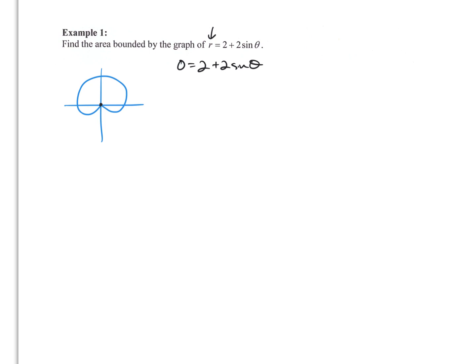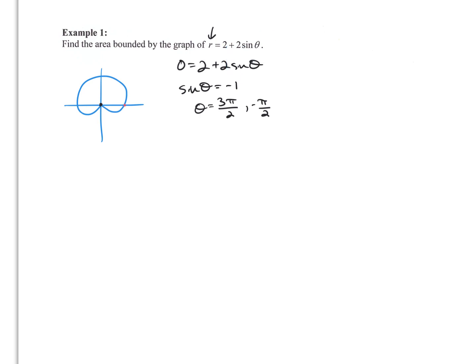And so we subtract 2, then divide by 2, so we get sine equals negative 1. And when does sine equal negative 1? At 3 pi over 2, and also negative pi over 2. So it goes from negative pi over 2 all the way to 3 pi over 2. The way to think about it is if we substitute in 0 right here, sine of 0 is 0, and then we get 0 plus 2, which is 2.